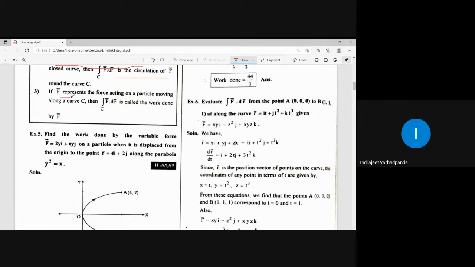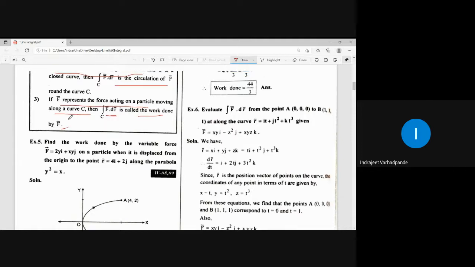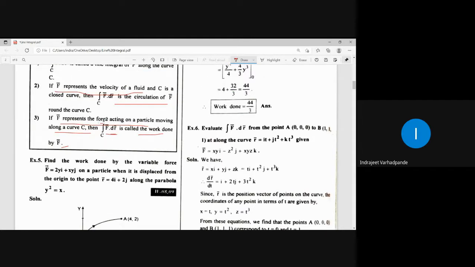If f bar represents the force acting on a particle moving along a curve C, then the line integral over C, f bar dot dr bar is called the work done by f bar. The same line integral f bar dot dr bar, when f bar represents the force, will be the work done. When it represents the velocity of a fluid, it is called the circulation of f bar round the curve C.